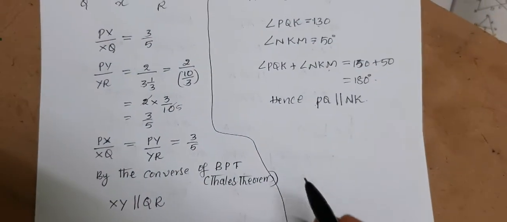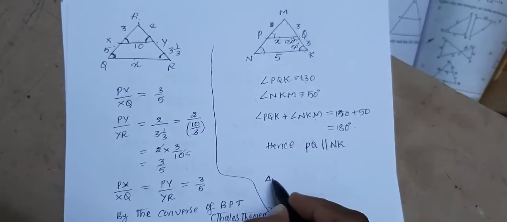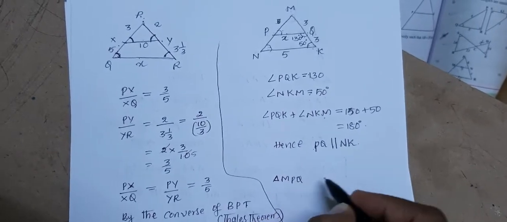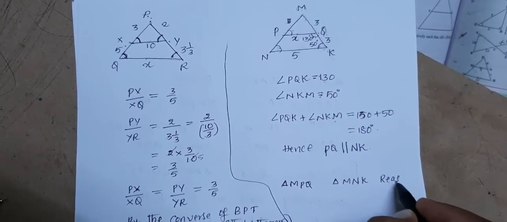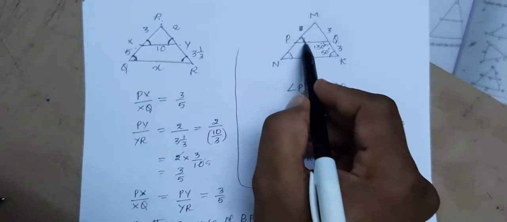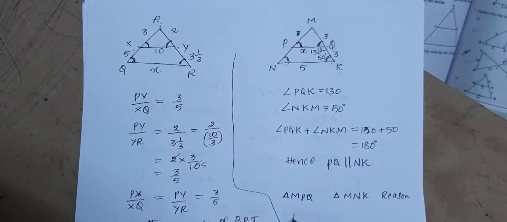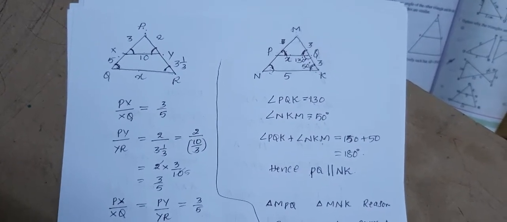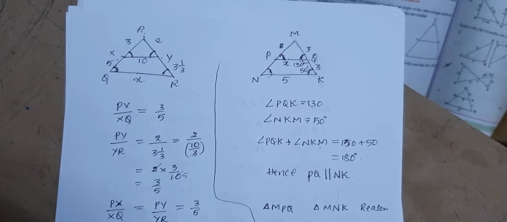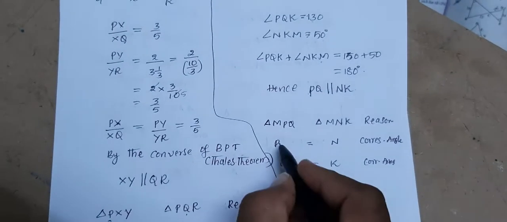See how I'm preparing. Triangle MPQ, triangle MNK. Reason: angle P equals angle N, corresponding angles. Next, angle Q equals angle K, corresponding angles.